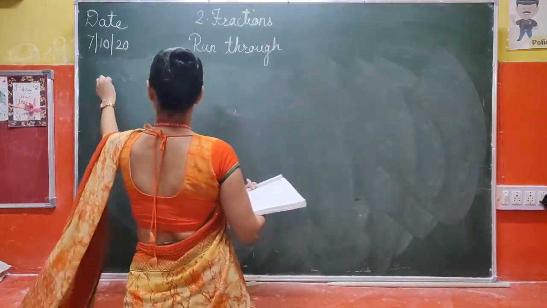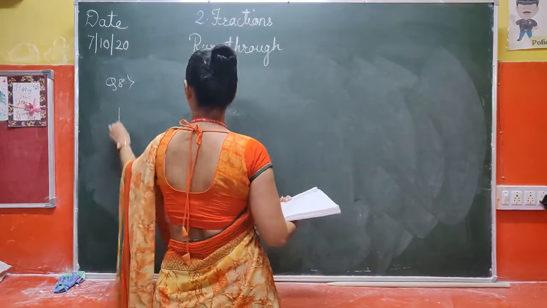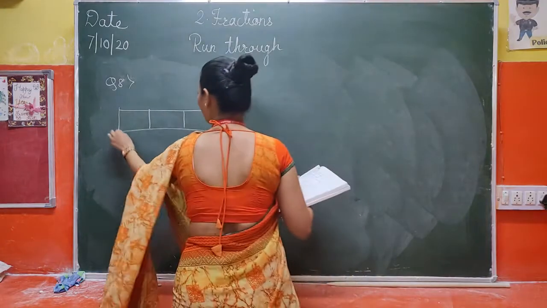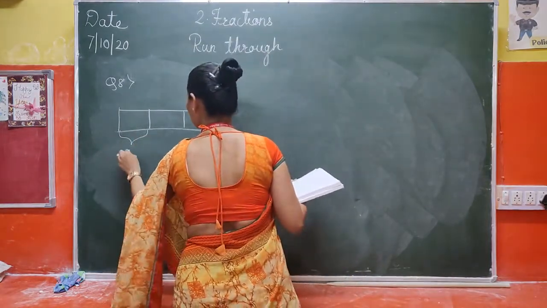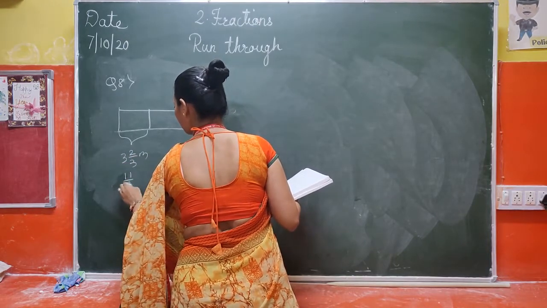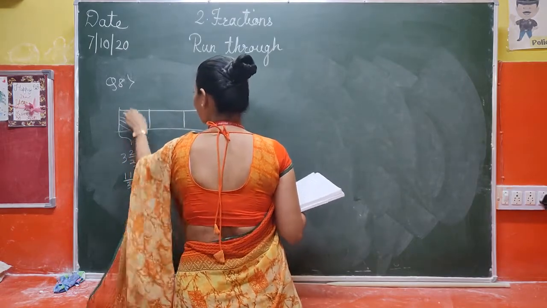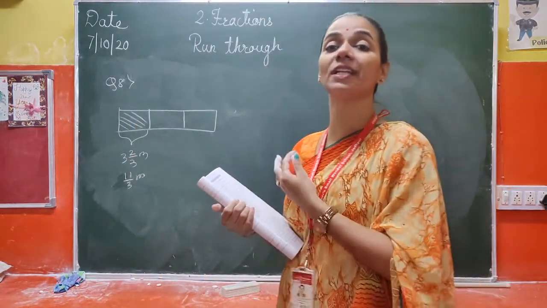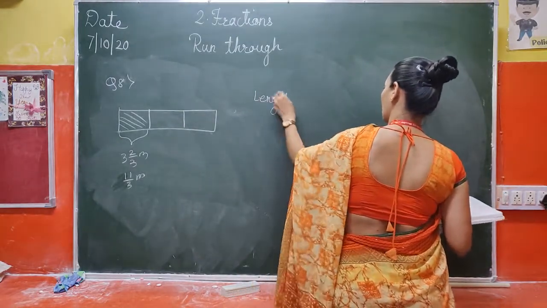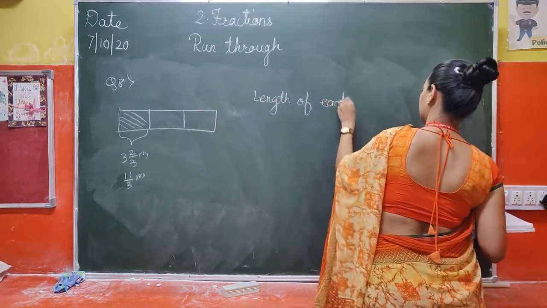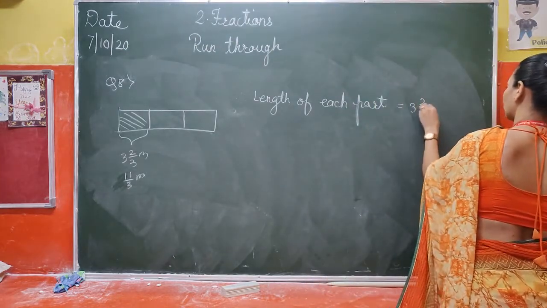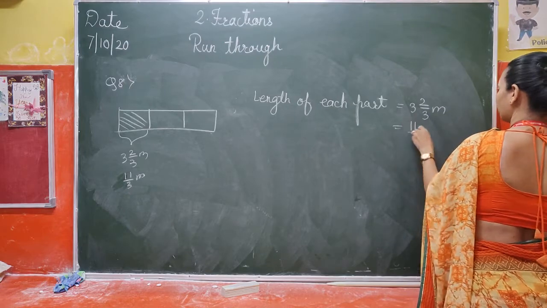Okay, so we'll go for question number 8. Now what they have told, this is a pipe and it has been divided into 3 equal parts, right? And what is the length of each part? It is 3 2/3 meters, that is 11/3 meters. Now this is the length of each part, and there are 3 equal parts. So what is the length of the whole pipe? It's simple. What is the length of each part? 11/3 meters.